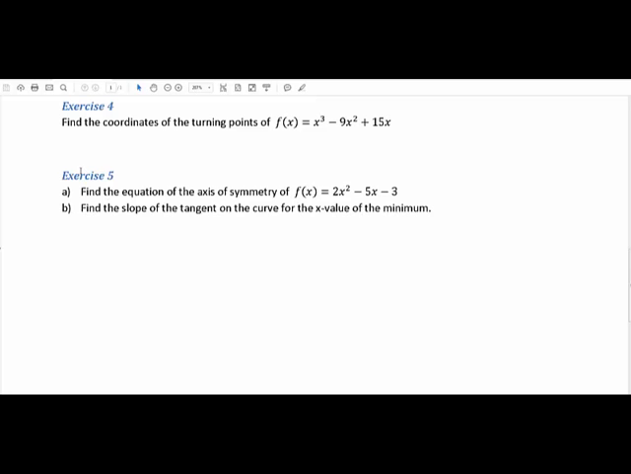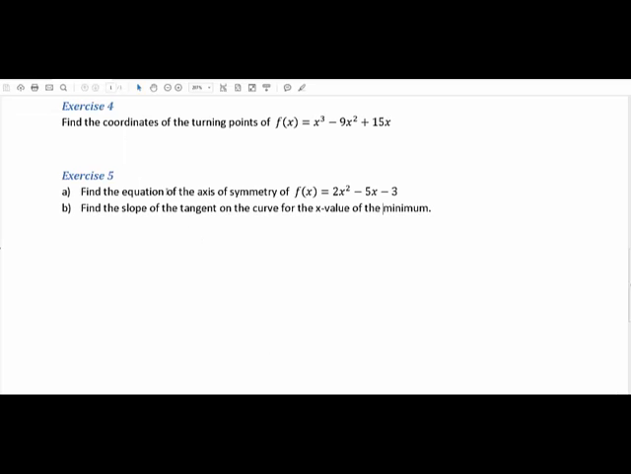Exercise 5, they want us to find the equation of the axis of symmetry of this function. If we look at this function, it has a positive x² term, it's 2 here, which means it's going to be a U shape. The axis of symmetry is going to go through the minimum point, the turning point that is a minimum. So we would like to know the equation of this axis of symmetry.